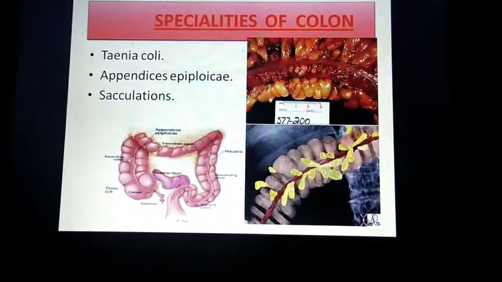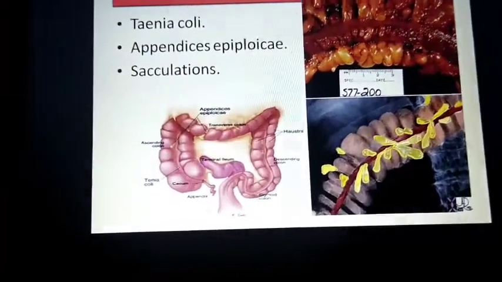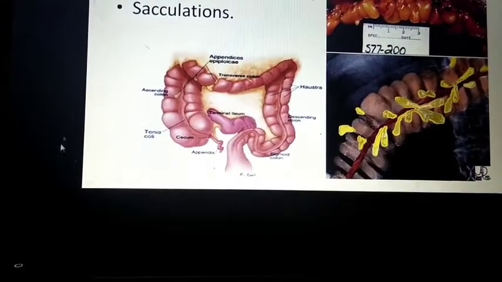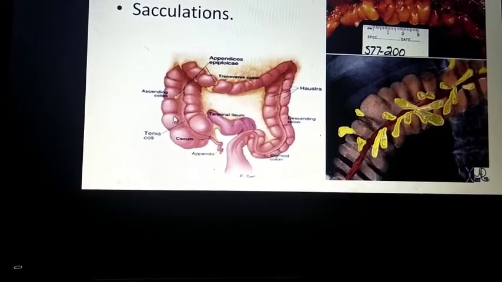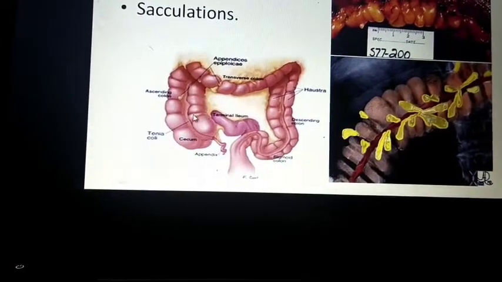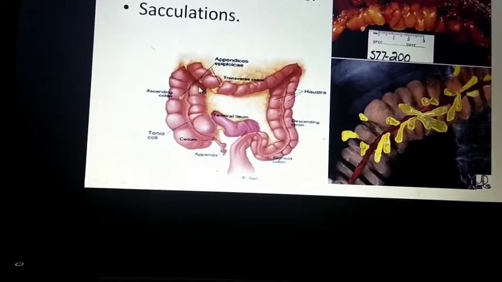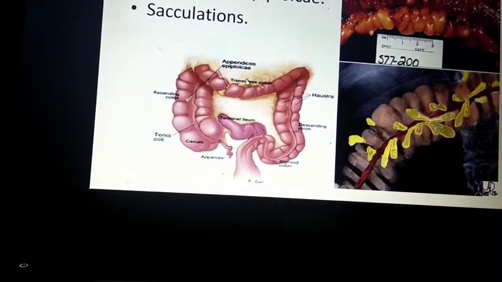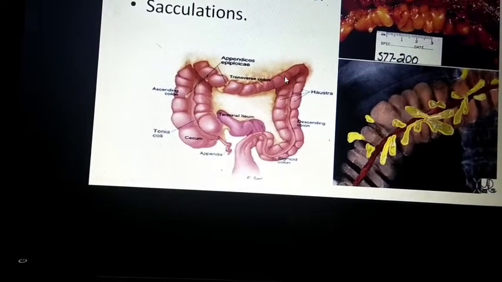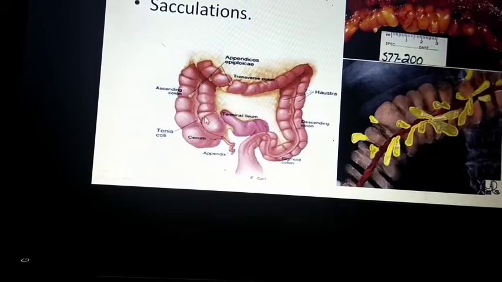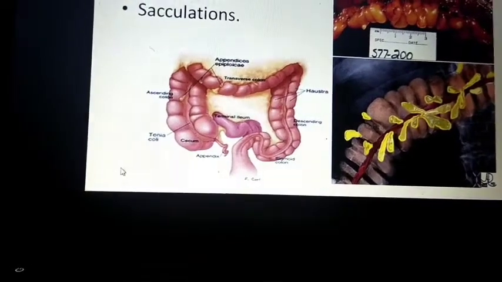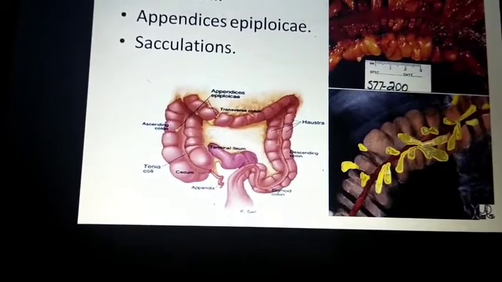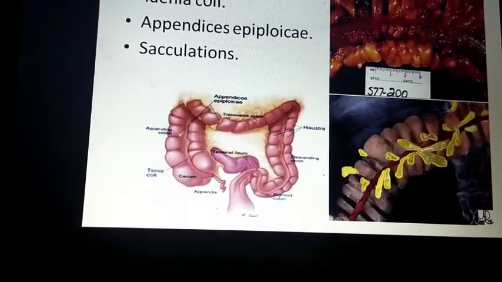The large intestine contains sac-like structures. You can see here this pouch-like arrangement. This is one pouch, and this is also a pouch. These sac-like structures are called sacculations or haustra. Haustra means sacculations or haustrations. These are some peculiarities of the large intestine, and these features differentiate it from the small intestine.